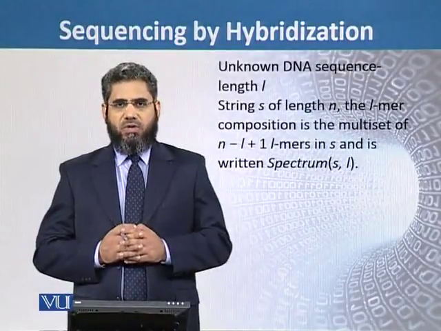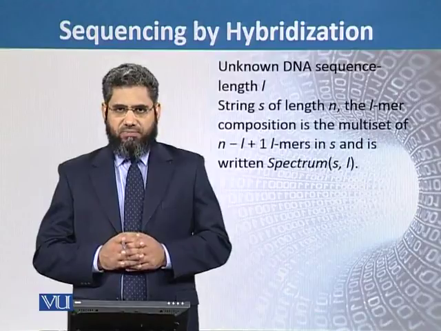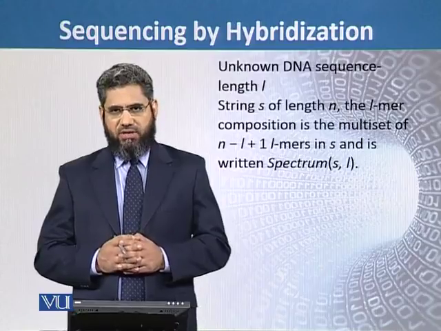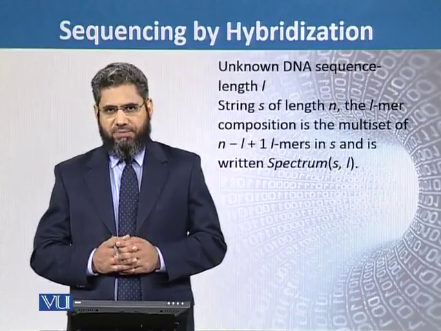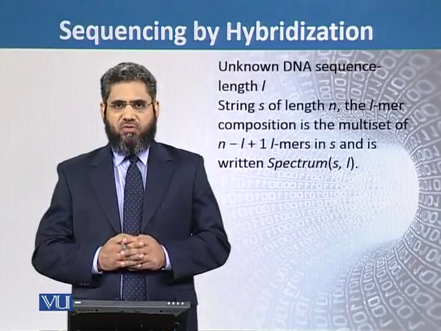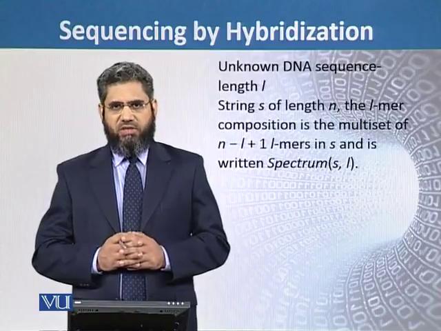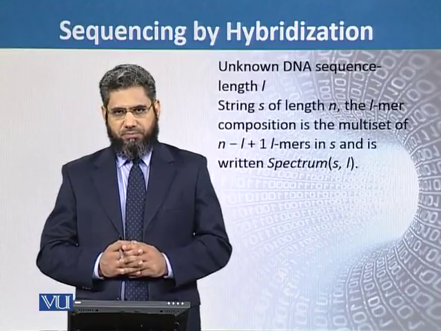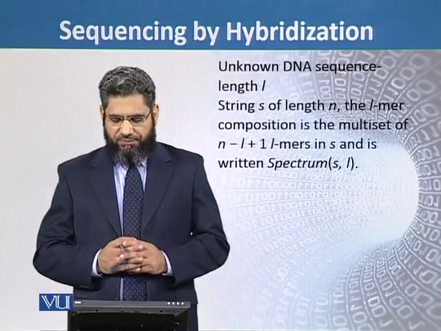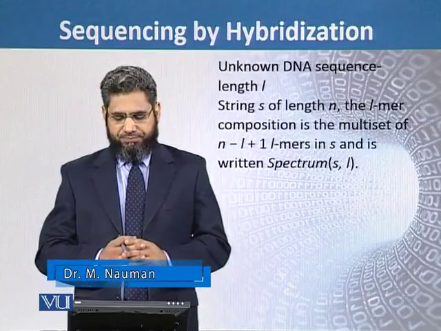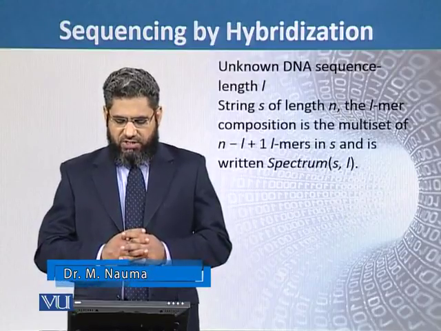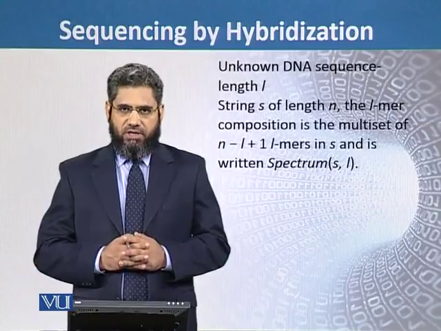If we have an unknown DNA sequence, then the array chip can provide the information of all the substrings that are present in that DNA fragment of size L. But it does not provide the information about the location of those sequences within the fragment. So if we have a string S of length n, the L-mer composition is the multiset of n minus L plus 1 L-mers in S, and the spectrum is written as S_L.